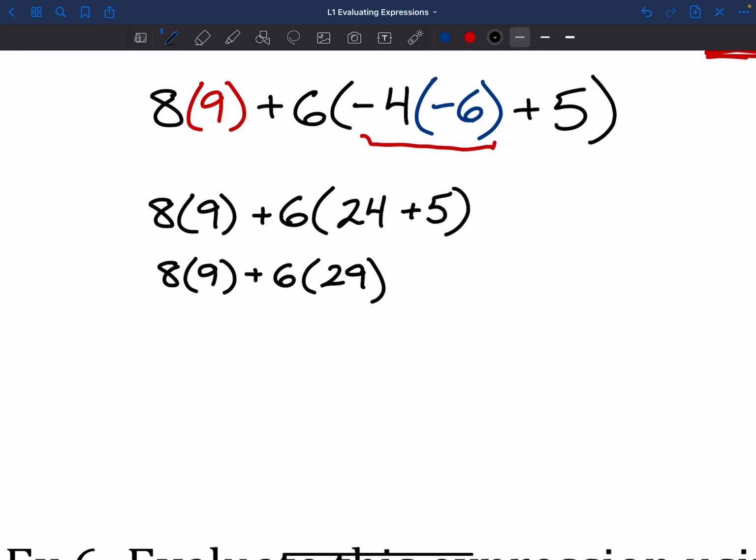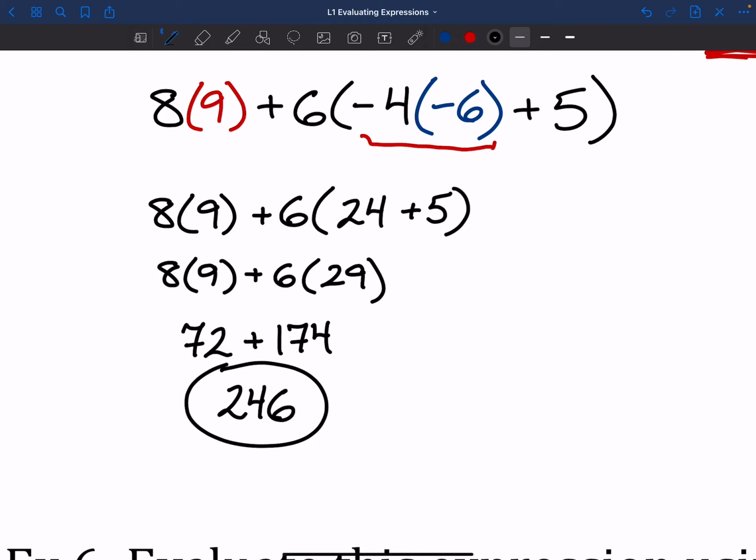So now that we've taken care of the parentheses, we don't have any other exponents. We now can do some multiplication and division. 8 times 9 is going to give us 72. 6 times 29 is going to be 174, which I didn't just do in my head. I plugged it into a calculator, so feel free to do that. So no other multiplication or division. Now we can add and subtract, which is going to land us at 246 overall.